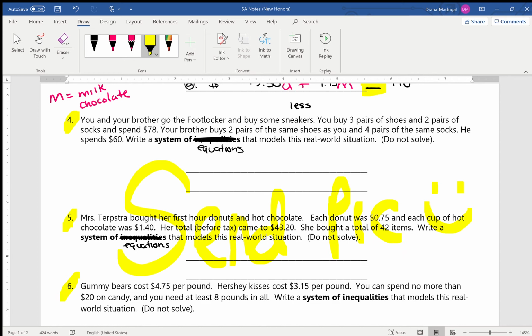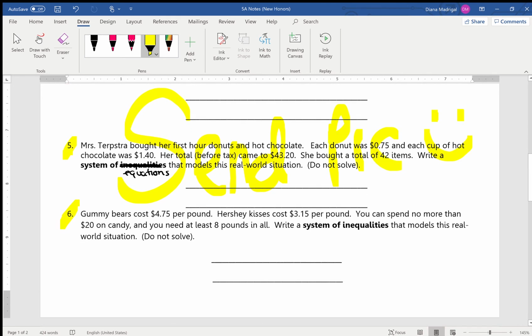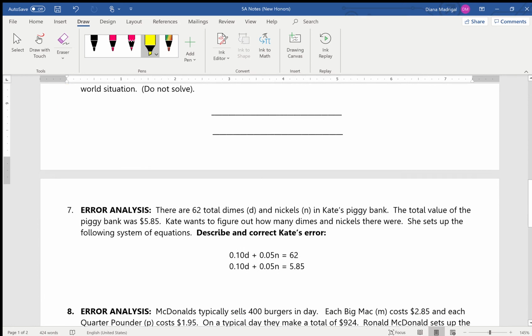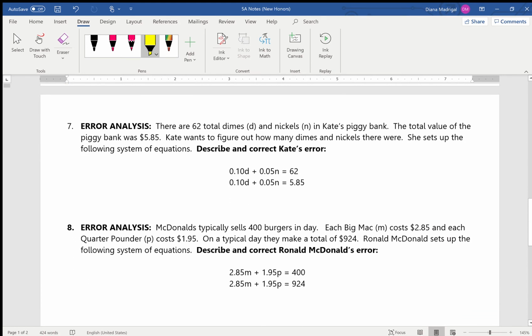Question number 4 should have been equations, not inequalities. Question number 5 should be equations, not inequalities. Question 6 is an inequality. So that one's not a mistake. That is part of the question. And I'm going to move on to question number 7 right away.